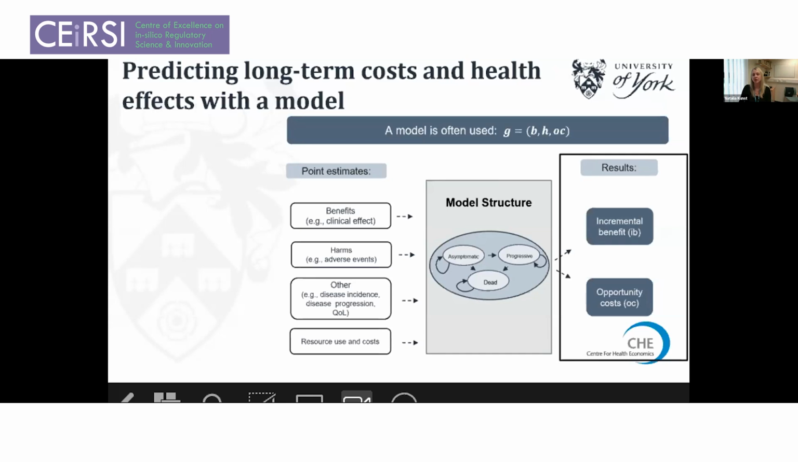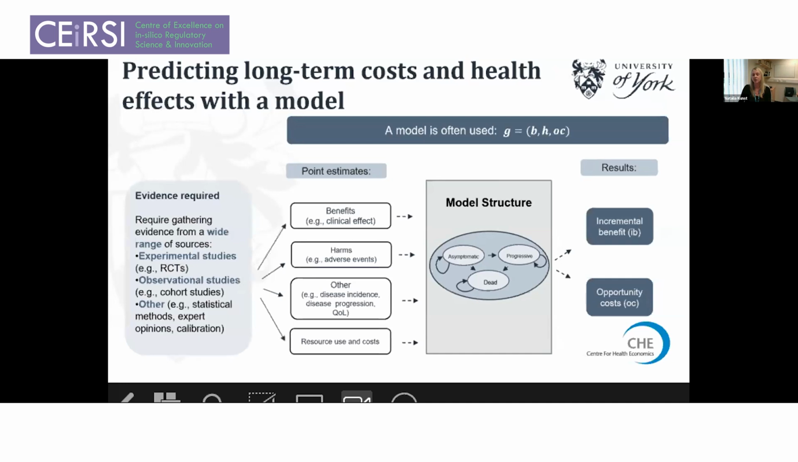And the large number of model inputs of various kinds, including clinical parameters, economic parameters, and health-related quality of life parameters, require gathering evidence from a range of sources. Depending on the input, the preferred study type of choice would be different. For example, while we would use an RCT to inform the input on clinical effect, we would prefer observational studies, which are not conducted in highly controlled conditions, to inform input parameters on disease characteristics, such as prevalence, incidence, or recurrence rates.